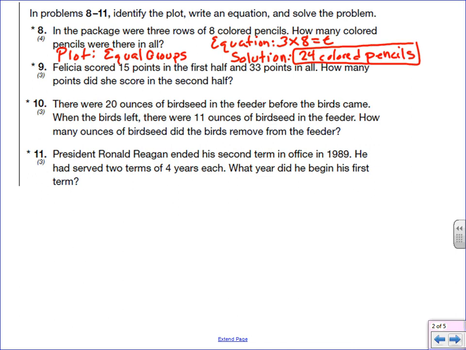Number 9, Felicia scored 15 points in the first half and 33 points in all. How many points did she score in the second half? So the plot for this one is combining, because she scored some in the first half, more in the second half, and then that equaled the total.